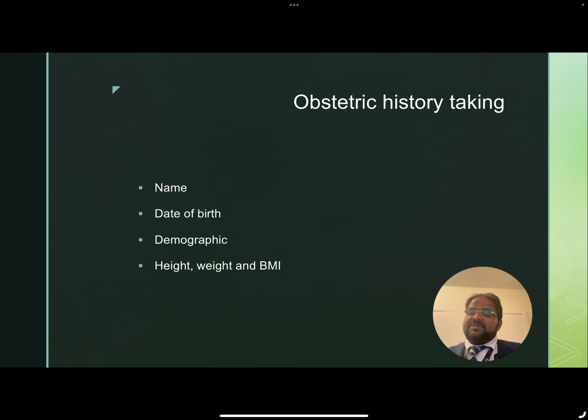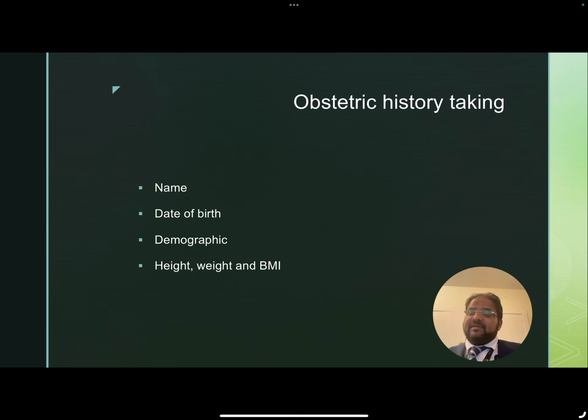So in obstetric history, name: as we discussed in another video, it's very important to refer to the patient by their name. You can always ask the patient how they like to be called, by their name or surname, and that helps them feel comfortable talking to you about their problems. Date of birth tells you about their age, and certain age groups carry a high risk for obstetrics.